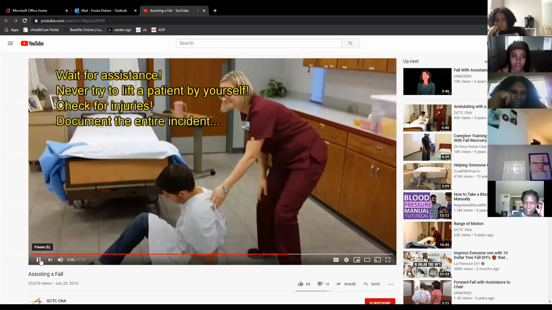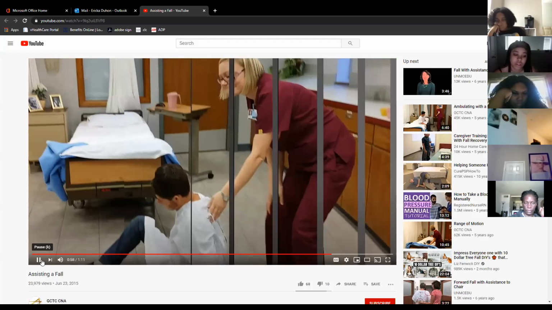Kind of bad acting, but you can see where she didn't just let the patient fall to the floor. She guided him down, and that broke the fall a little bit, so he didn't have a broken hip or something afterwards. She let him slide down her leg so that the impact of the fall wasn't as bad as it could have been.